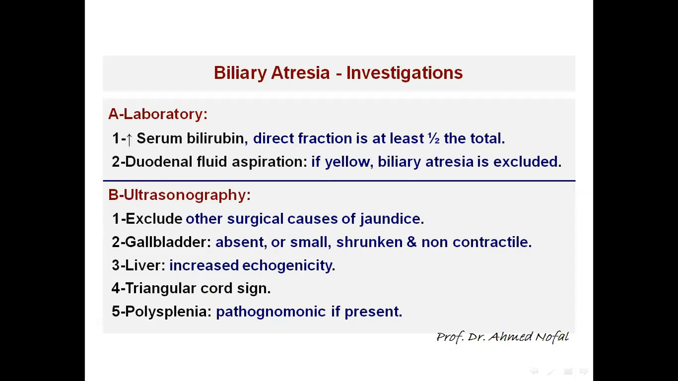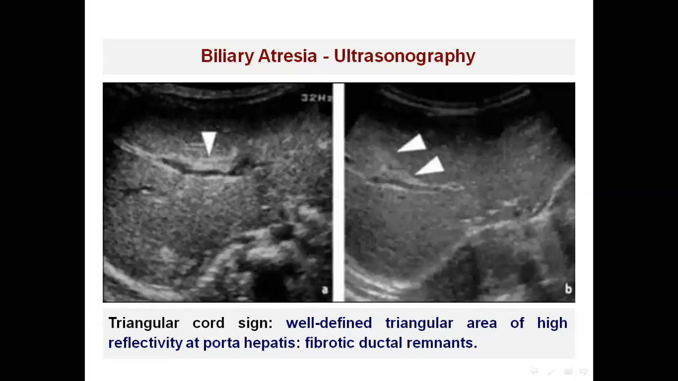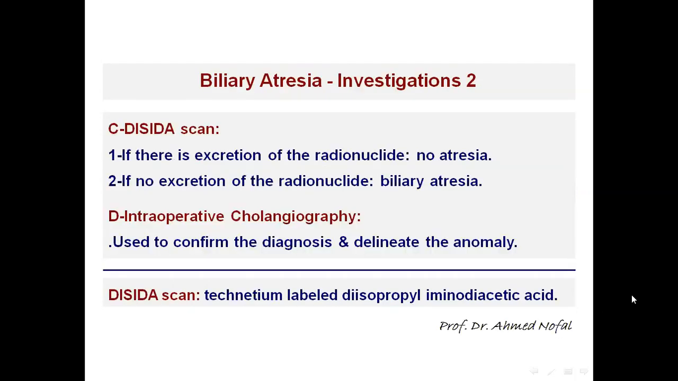The investigation is by ultrasonography. Ultrasonography will show the characteristic triangular cord sign. This is a well-defined triangular area present at the porta hepatis due to the fibrotic ductal remnants. Other investigations are the CT scan and intraoperative cholangiogram.